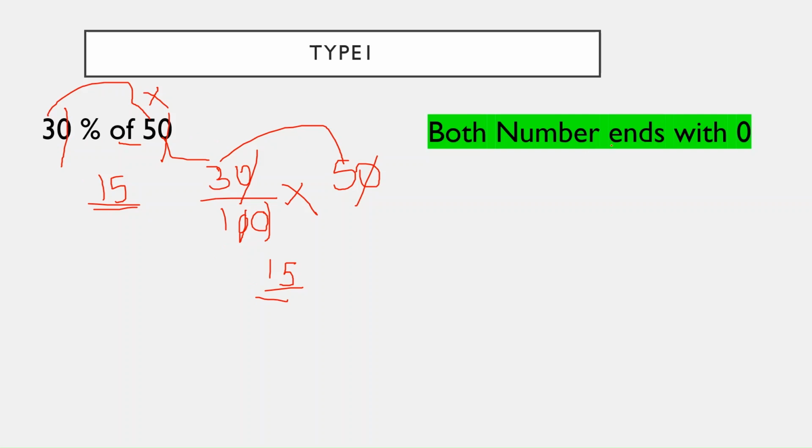If both the numbers end with 0, if you get this type of problems, like 30% of 50, 60% of 20, then what you have to do is just cancel the zeros and then just multiply the two numbers, that is 3 fives are 15.